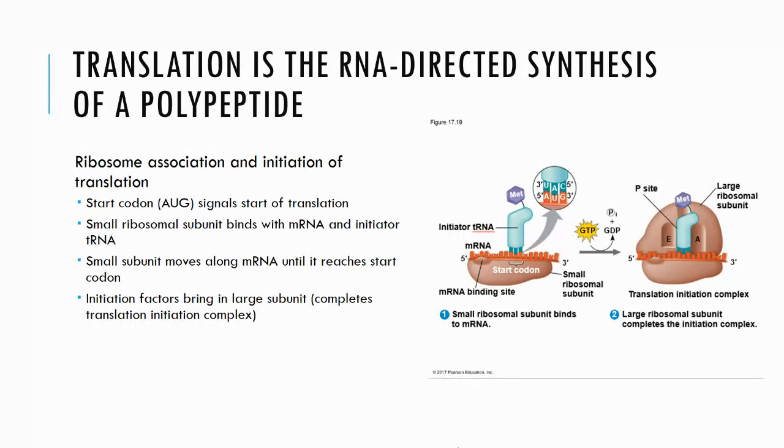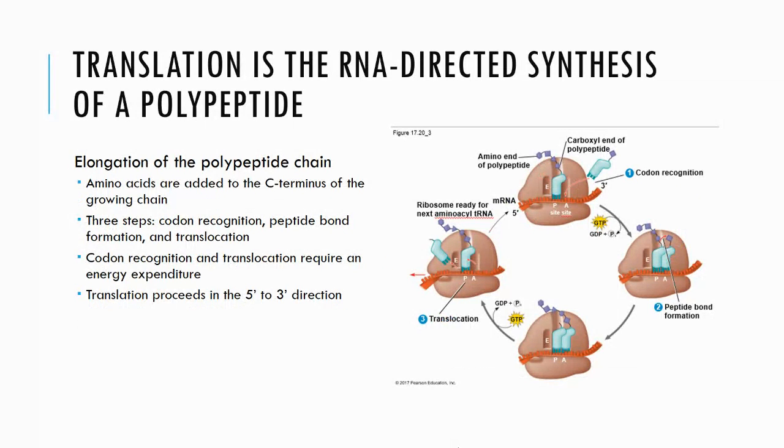in figure 17.19. With elongation, amino acids are added to the C terminus of the growing chain. It requires codon recognition, peptide bond formation, and translocation. Both codon recognition and translocation require an energy expenditure, and as always, translation is going to go in the 5' to 3' direction.